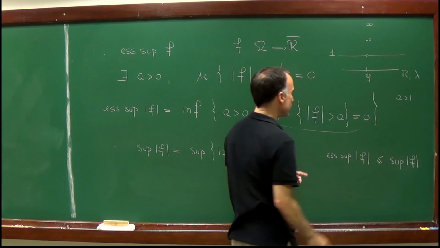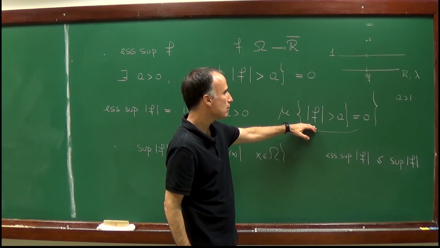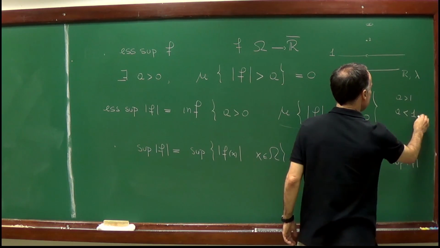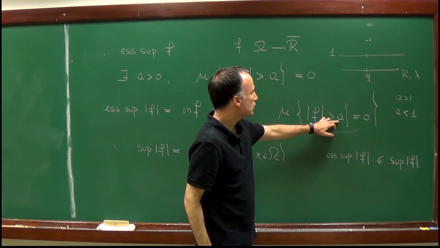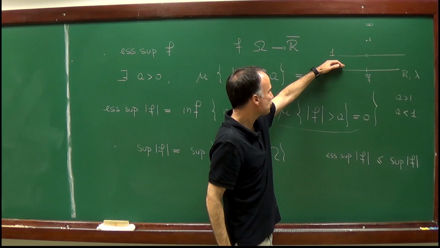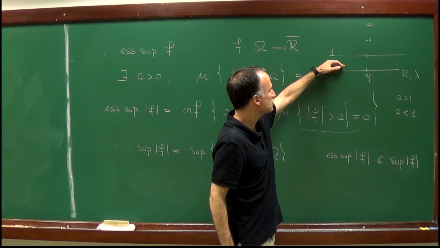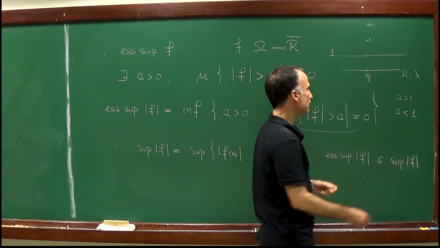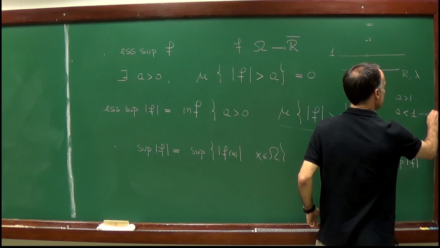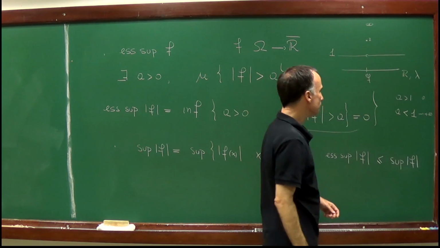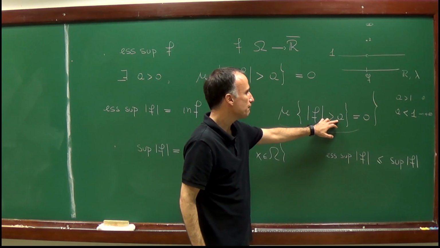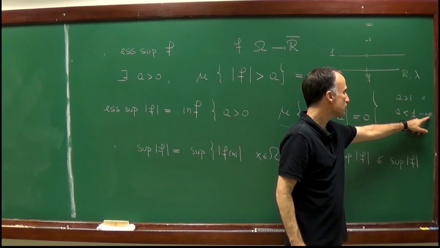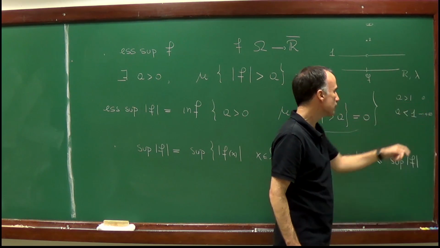So for any a larger than 1, this set has measure 0, while for a smaller than 1, if you take the measure of all points x such that f(x) is larger than a, well, this is the whole set R, so this measure will be plus infinity. So you have a jump: this function, as a function of a, has a jump at 1. For a smaller than 1, it takes the value plus infinity. For a larger than 1, it takes the value 0.